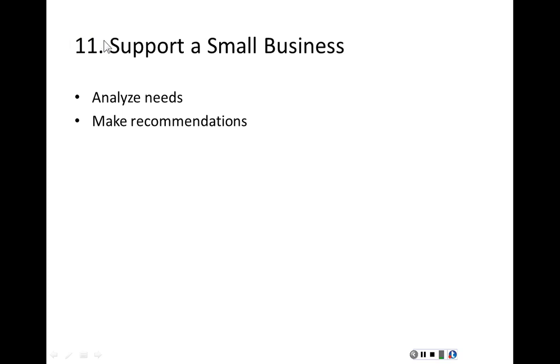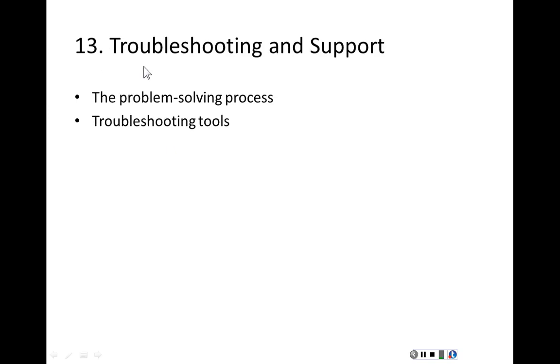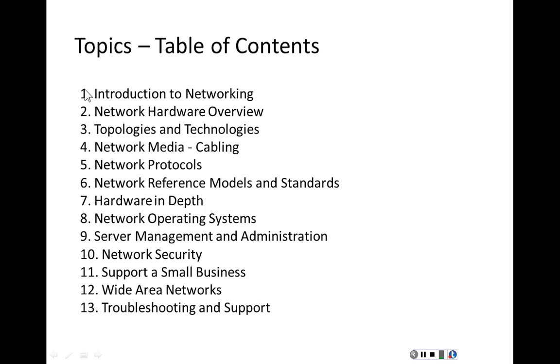Chapter 11 ties together a lot of the material that we cover in chapters 1 through 10. In the earlier part of the course, we talked mostly about local area networks, but in Chapter 12, we look at wide area networks. We look at remote access and remote desktop, and we discuss cloud computing. And of course, cloud computing ties everything together. And then the last chapter, we look at the problem-solving process, and we look at troubleshooting tools. 13 chapters to cover.